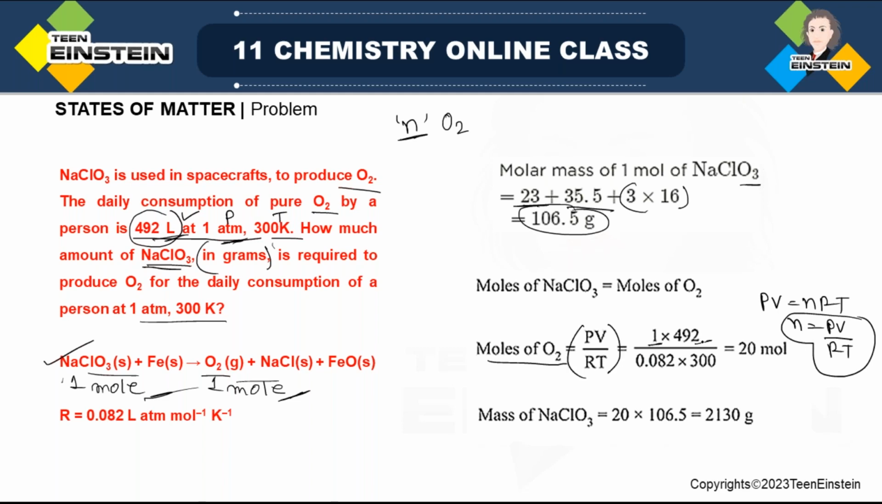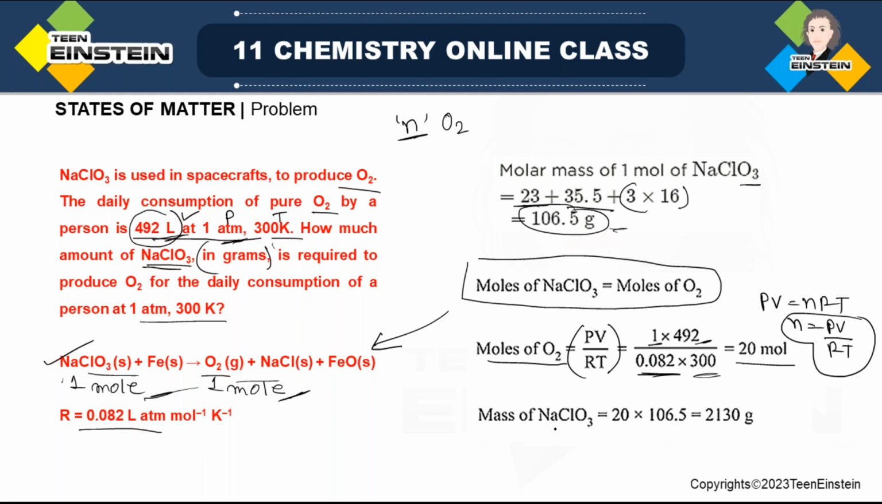Okay. So this is PV by RT. P is 1 atmosphere. 492 is the volume in liter. As P and V are in atmosphere and liter units, you have to use the R value which is also given like this. T is 300. So this is 20 mole. And this we already know, 1:1, which is clear from this equation. And you also know the molar mass. So the mass of NaClO3 will be, basically you are calculating the given mass, which is equal to moles into molar mass. So you know moles, you know molar mass. So ultimately it will be 2130.